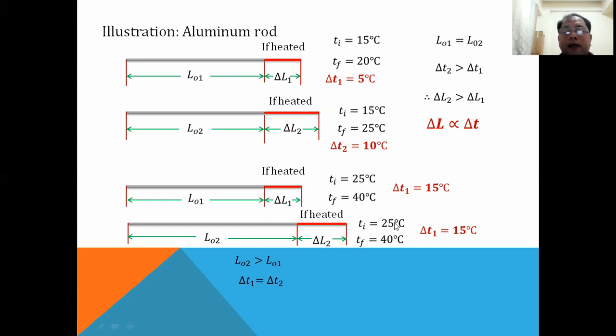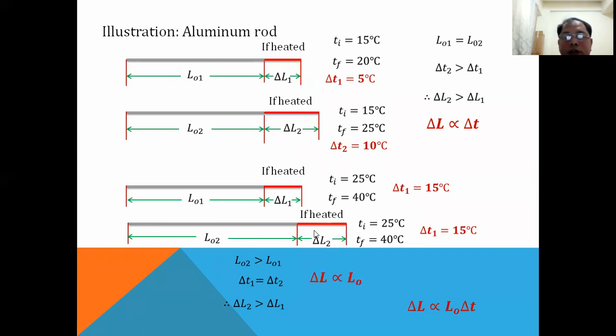Okay, now we keep the change in temperature the same, but we make one original length longer than the other. So if the original lengths are not the same, but we increase them with the same change in temperature, we will see that the elongation will also be different. So delta L is dependent also on the original length. So greater change in length will also happen when you have a greater original length.